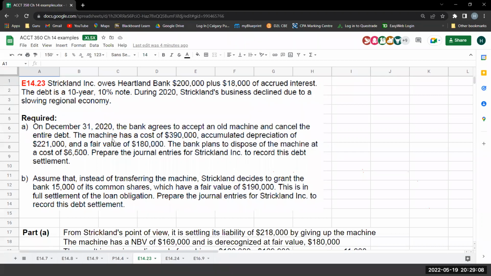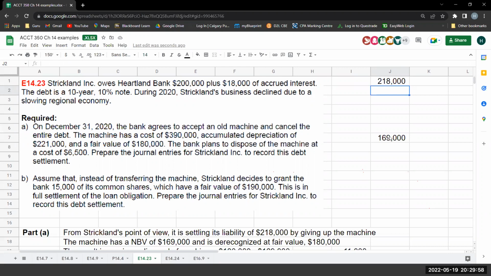The old machine had an original cost of $390,000 and accumulated depreciation of $221,000. So $390,000 minus $221,000, the carrying amount on the books of Strickland for this machine is $169,000. Heartland Bank is owed $200,000 plus $18,000 of accrued interest. The fact that Strickland Inc. is saying, be my guest, means they really don't have the money. They don't have the ability to pay off the bank's loan. So the bank loan outstanding is $218,000.